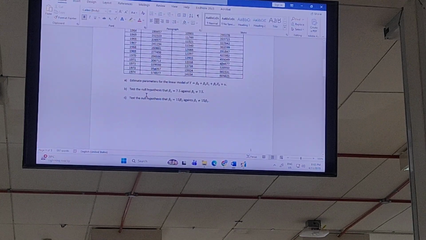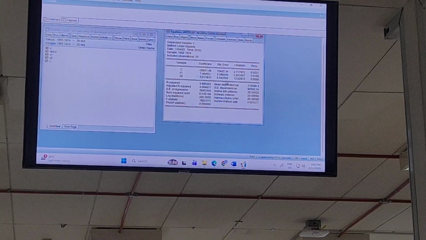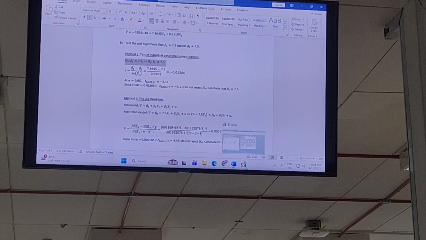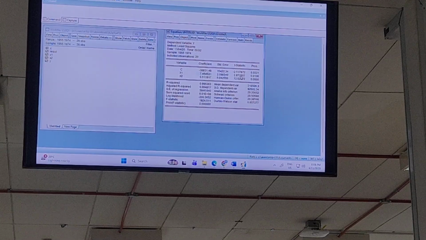So the next question: test the null hypothesis that beta 1 equals 7.5. So you notice that here we have the estimate of beta 1. But the question asks you to perform a test that beta 1 equals 7.5. So we need to perform this test. Recall that you have the t statistic and p value here as well, but the one given in the computer output can only be used if you test beta 1 equal to 0 against not equal to 0.